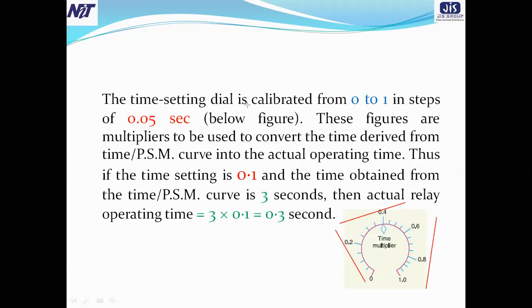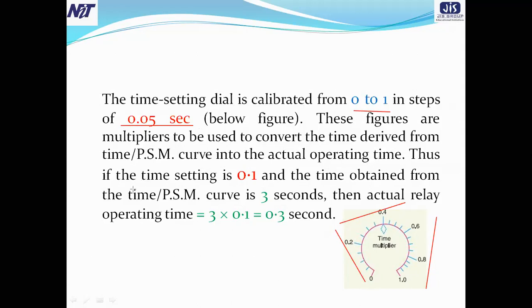So the time setting dial is calibrated from 0 to 1 in steps of 0.05 seconds. So the total steps are divided into 0.05, 0.05, again 0.05. All the steps are 0.05 as per the figure below. These figures are multipliers to be used to convert the time derived from the time/PSM curve into the actual operating time.